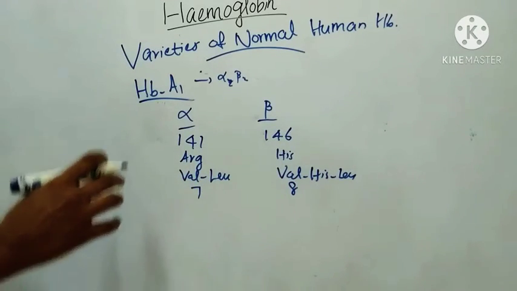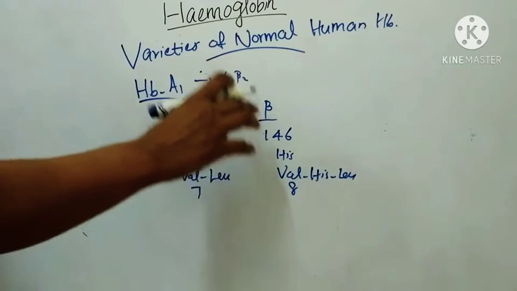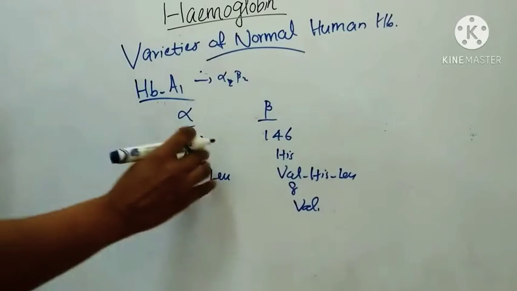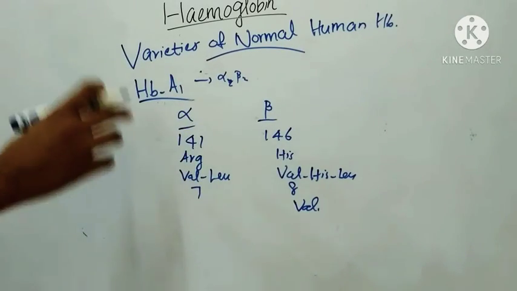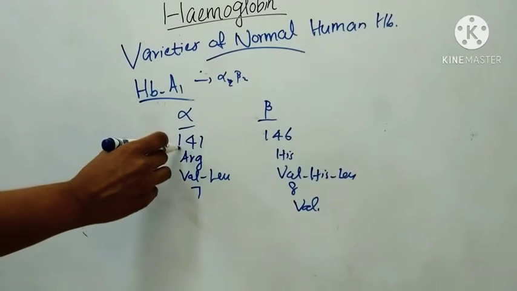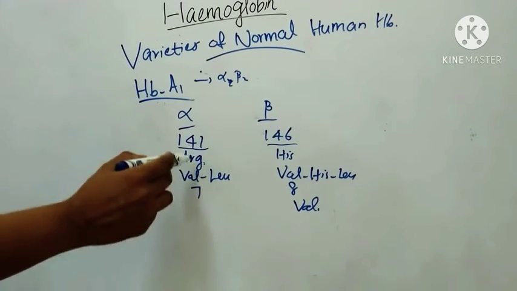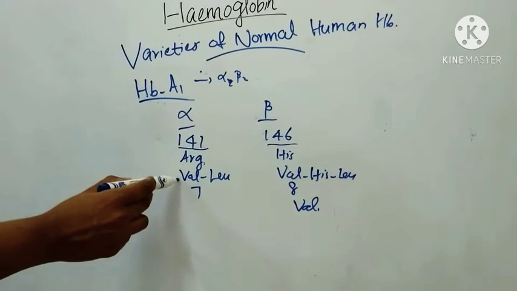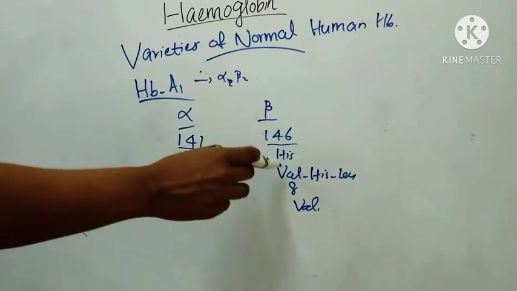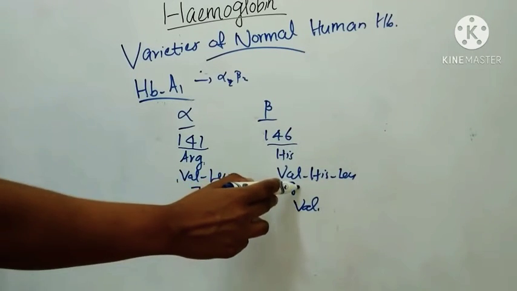Coming to the heme pocket, in the alpha subunit it is adequate for entry of 1 molecule of oxygen. But in beta, entry of oxygen into the heme pocket is blocked by a valine residue. These are the differences between alpha and beta chains of adult normal hemoglobin, that is HbA. Total amino acids are 141 in alpha and 146 in beta. The C-terminal amino acid is arginine in alpha and histidine in beta. The N-terminal amino acid is valine, leucine in alpha chain, valine, histidine, leucine in beta chain. Alpha helices are 7 in alpha and 8 in beta.